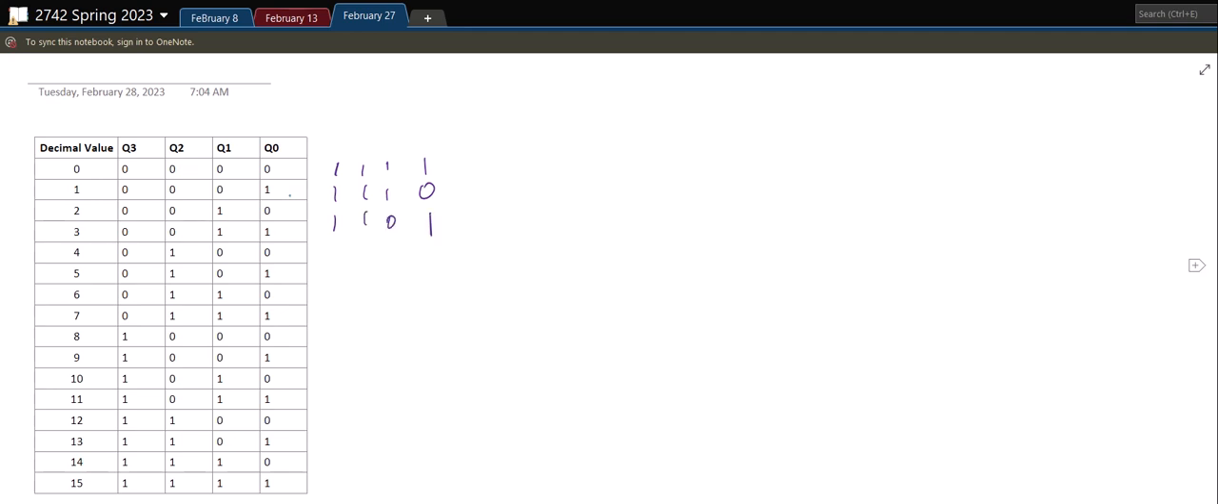Now let's look at these numbers we just made here. 1, 1, 1, 1 is 15. 1, 1, 1, 0 is 14. 1, 1, 0, 1 is 13. So if you complement the numbers, then you would be going backwards. So we're going to use our counter to produce the numbers that we have in this chart, which is what the counter does, but then we not them, we complement them, and that'll get us counting backwards.